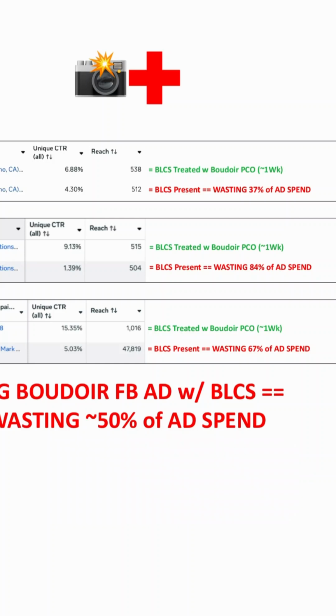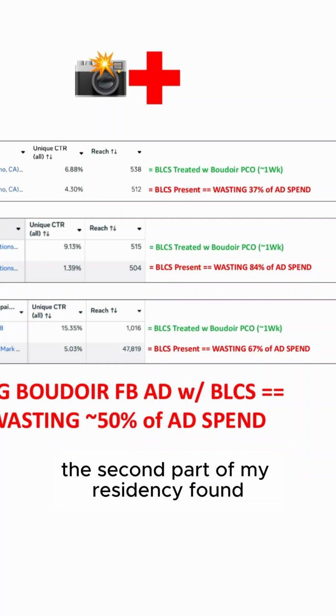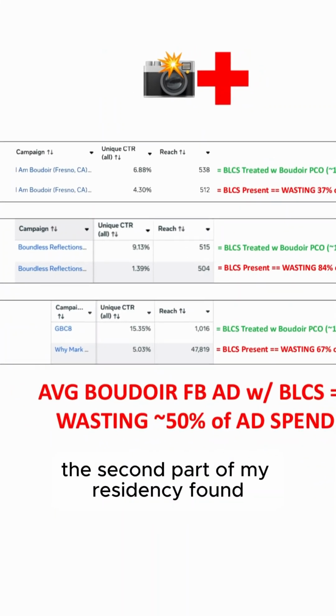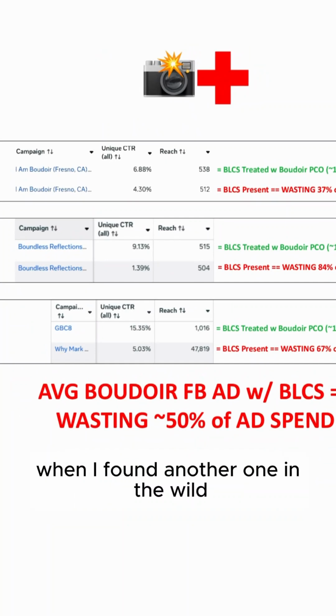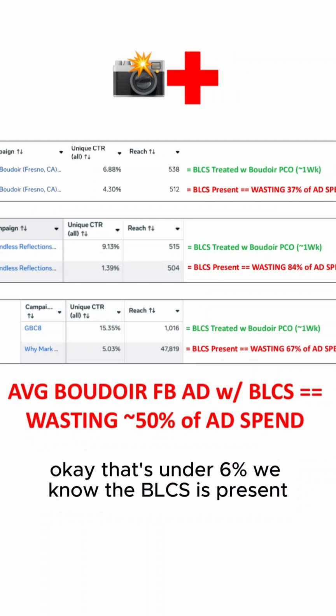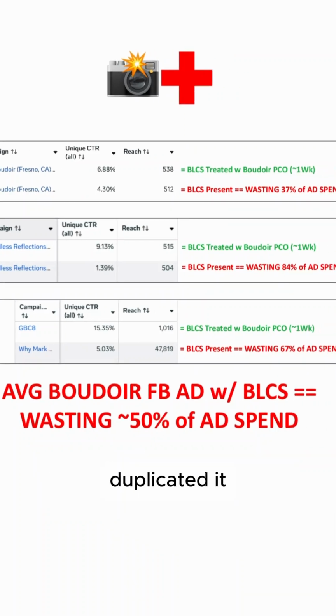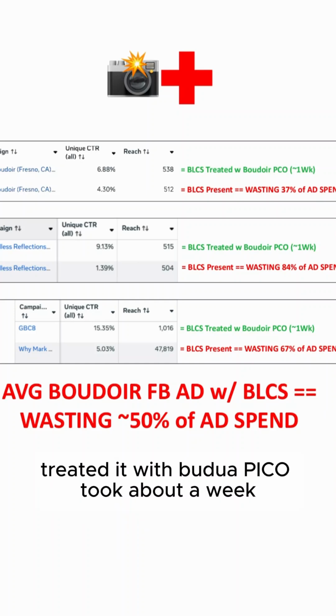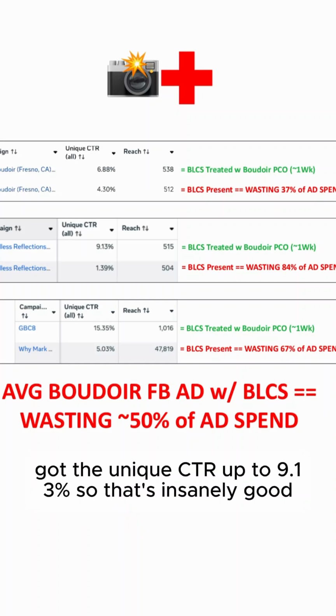Now, the second part of my residency, I found another Boudoir Facebook ad in the wild, brought it back to the hospital. Unique CTR all 1.39%. Okay, that's under 6%. We know that BLCS is present. Duplicated it, treated it with Boudoir Pico, took about a week, got the unique CTR up to 9.13%.